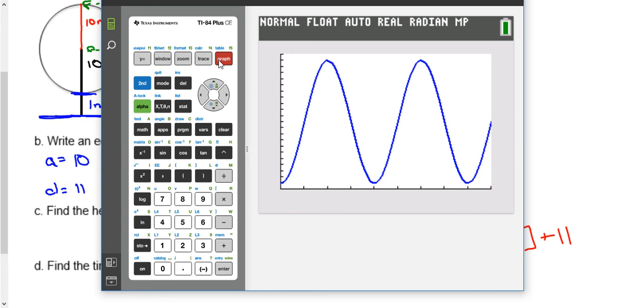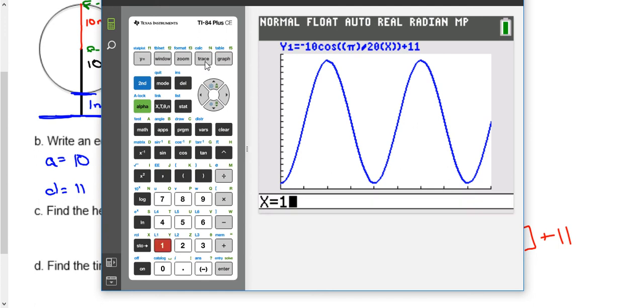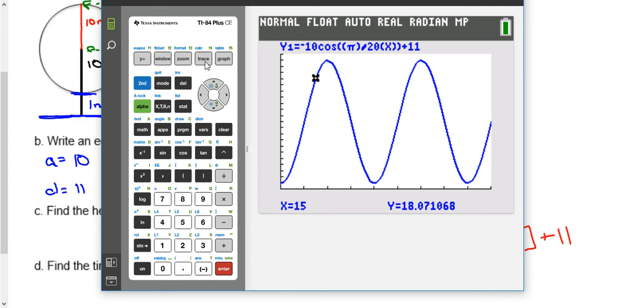Sine curve, cosine curve, whatever curve you chose. We did negative cosine, so it works. So again, we're looking at how high above the ground after 15 seconds. So you want to find 15 seconds. So go trace, type in 15 seconds, hit enter, and there you go. That's going to be your answer, 18.07.